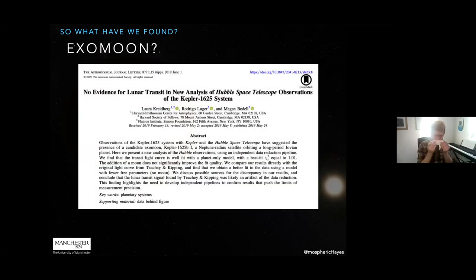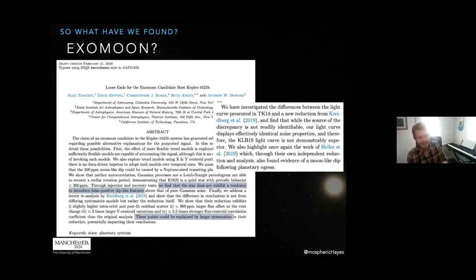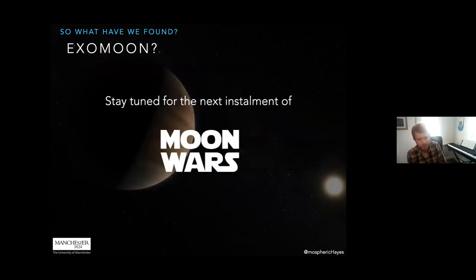Since then, there's been another paper which just outright says no. So this is their work compared to the TG work, and they're saying the moon does not help. In fact, they go as far as saying that adding in a moon makes your fit worse. And then earlier this year, the original authors came back and said that what this previous paper did was reanalyze the entire data, and now both groups are going, we did it right, you did it wrong. And we don't know. So stay tuned for the next installment of Moon Wars.